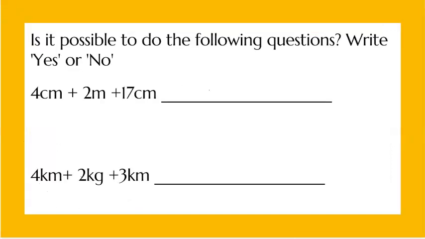All right, so we have a question here. All we have to do is write yes or no. If it is mathematically possible to work out, we say yes. If it's not something we can do mathematically, we just say no. So 4 centimeters, 2 meters, and 17 centimeters. Now, what I'm measuring here is length. Yes, centimeter is a unit of length, meter is a unit of length. So I can work this out mathematically. So all I'll write here is a big yes.